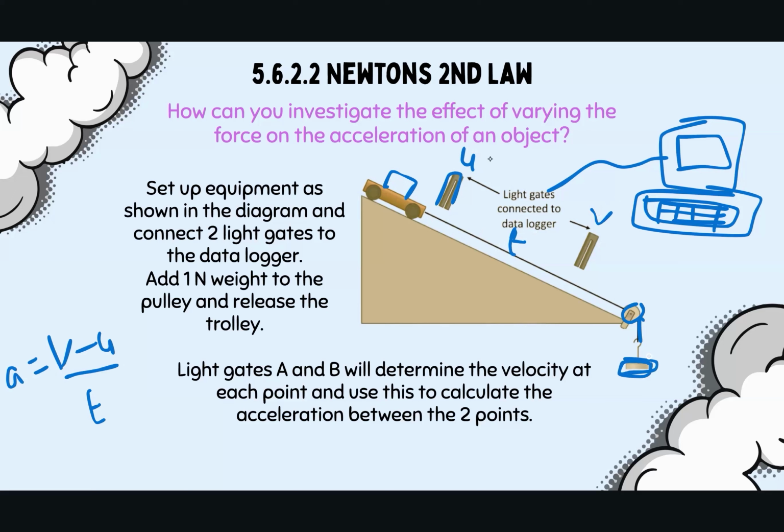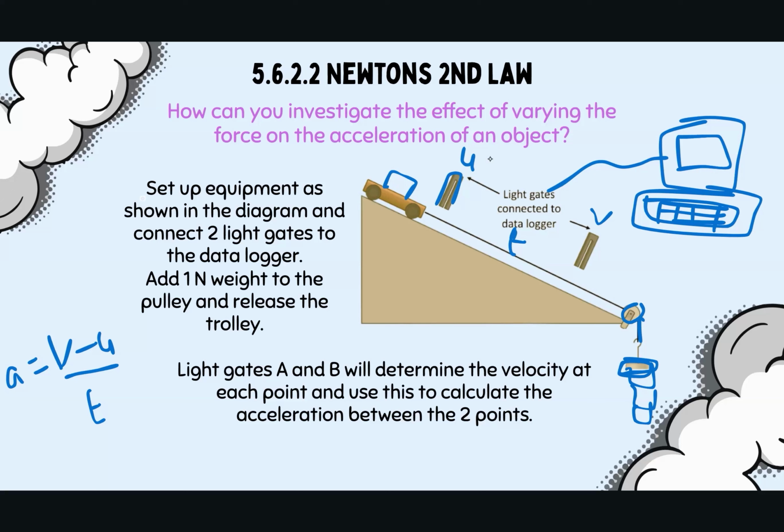So you do that for 1 Newton. Then you add another weight to it. So you do it for 2 Newtons. Do the same thing for 3 Newtons, 4 Newtons. And you make sure you do the experiment multiple times. So you do the experiment 3 times, you get rid of anomalous data, and you average your results.